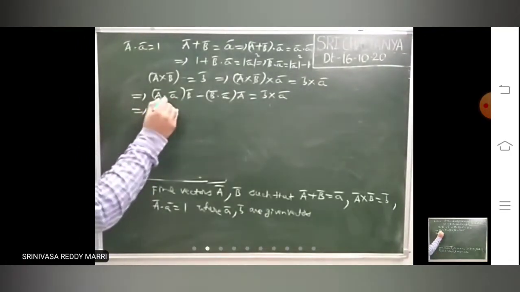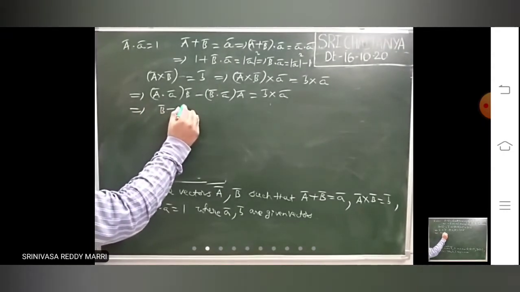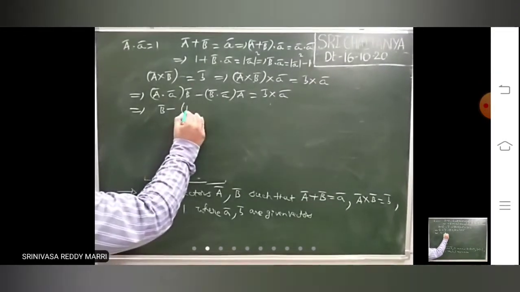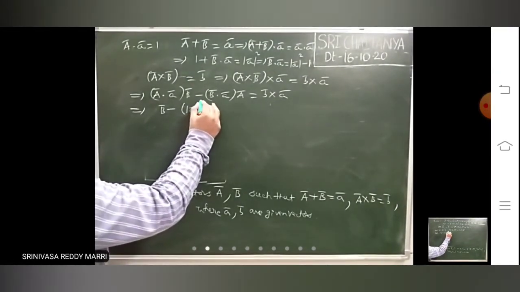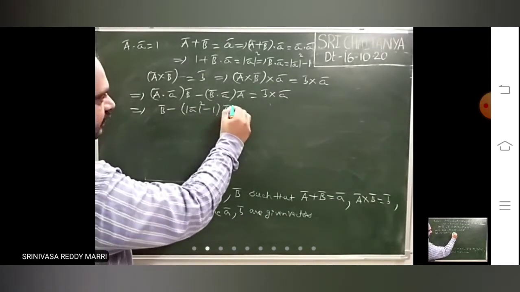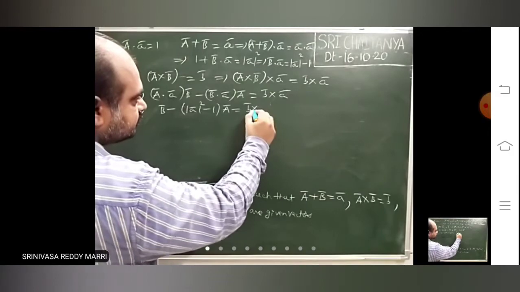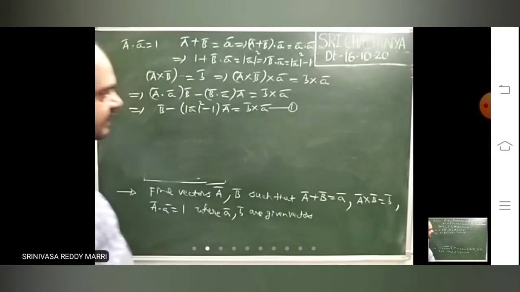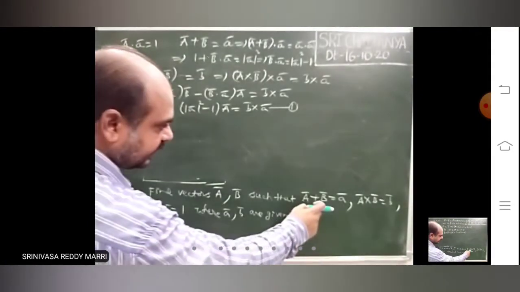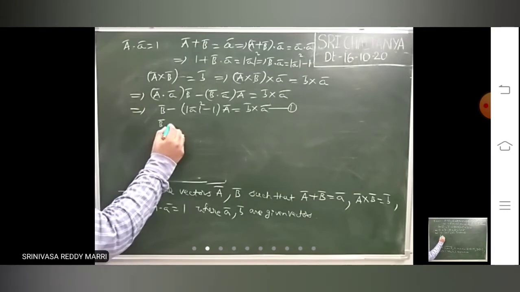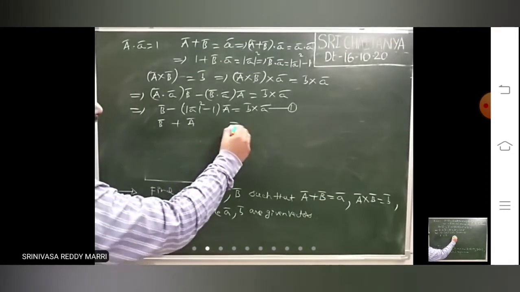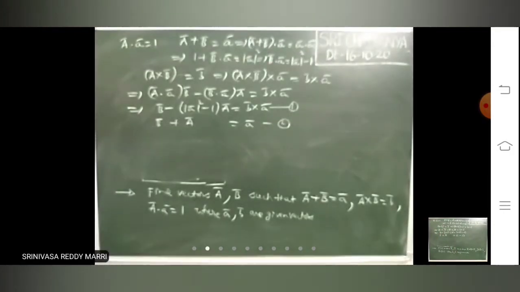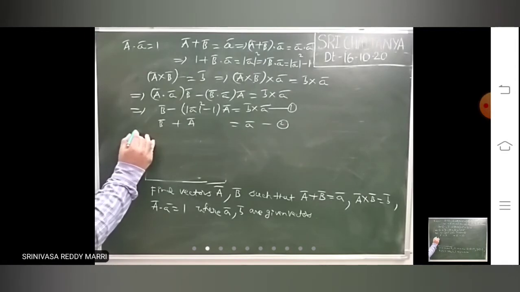So this is 1. That means B bar minus B dot A, you know, B dot A is nothing but modulus A bar whole square minus 1 into A bar equals to B bar cross A bar. Let us say this is first equation. Another equation known to you, B bar plus A bar equals to A bar. Let us say this is given one, second equation.